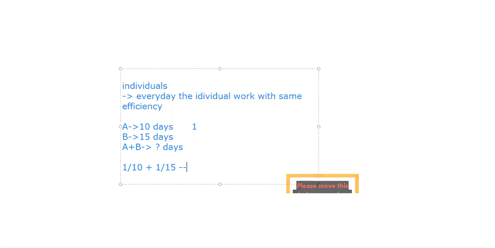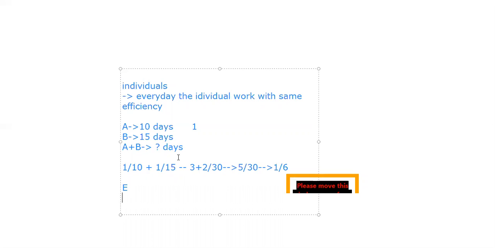Now you add up the fraction and you have to take the LCM. LCM is 30. So the numerator will be 3 plus 2 upon 30. 3 plus 2 upon 30 is nothing but 5 upon 30, which is nothing but 1 upon 6. Now, in a day, what is their efficiency? Efficiency is they complete 1/6 of the chocolate.